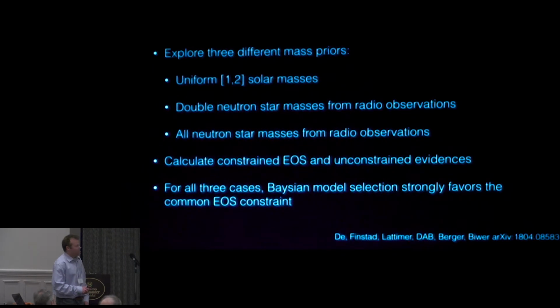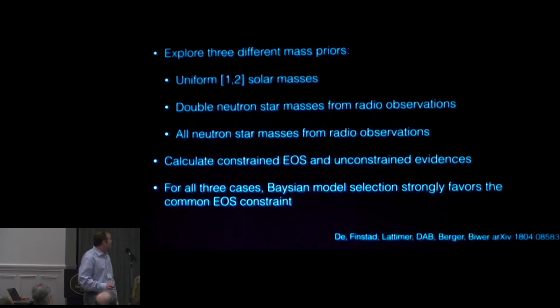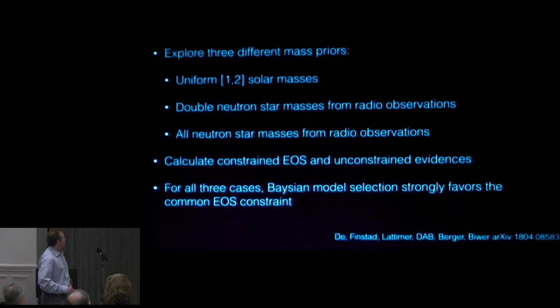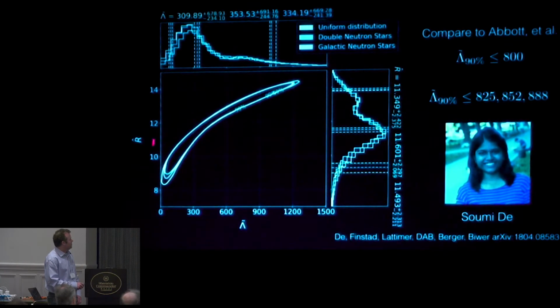We tried a few different mass priors, because there have been papers by Agathos et al. that said that the measurement of the EOS depends on the mass priors. So we tried a few different mass priors. And these are our results basically for the radius of the neutron star. Shomi Day is a grad student who led this work.